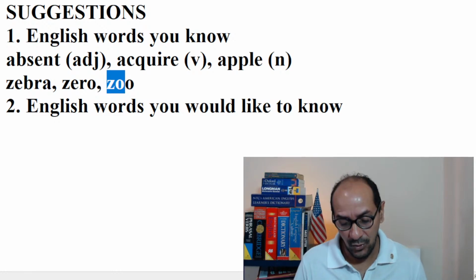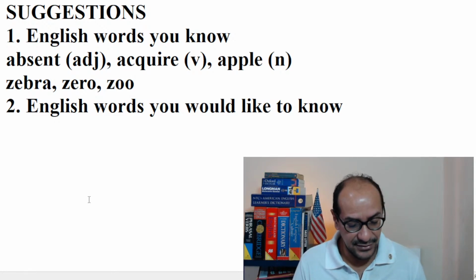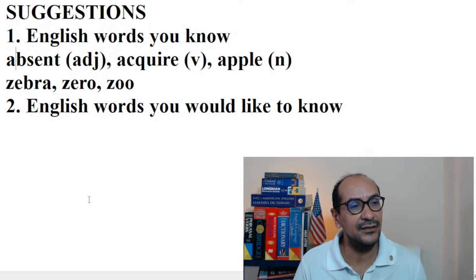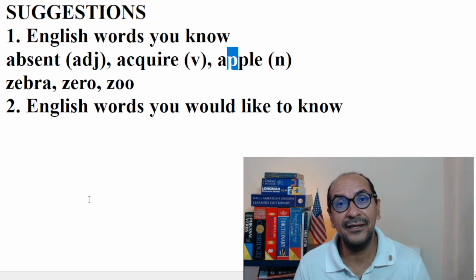I don't know if you realize it, but I use them in alphabetical order, like ZEB, then ZER, then ZO, or double O. So in situations like these, another suggestion is this one. Now here I did that. AB, AC, and then AP, because I put them in alphabetical order.